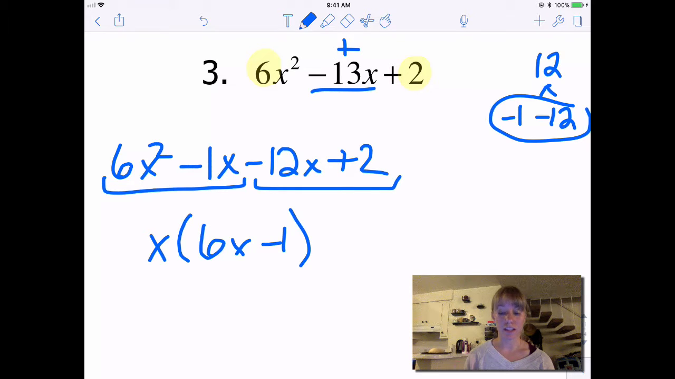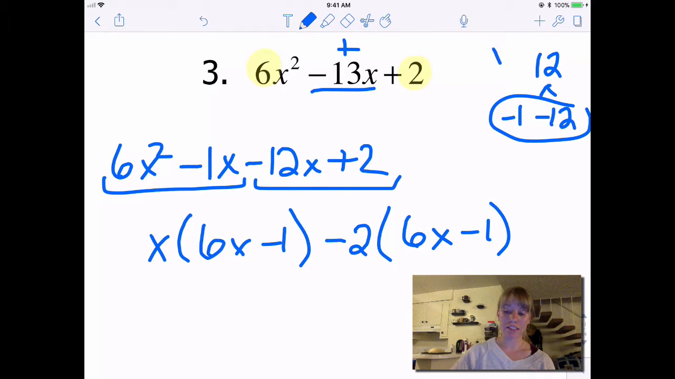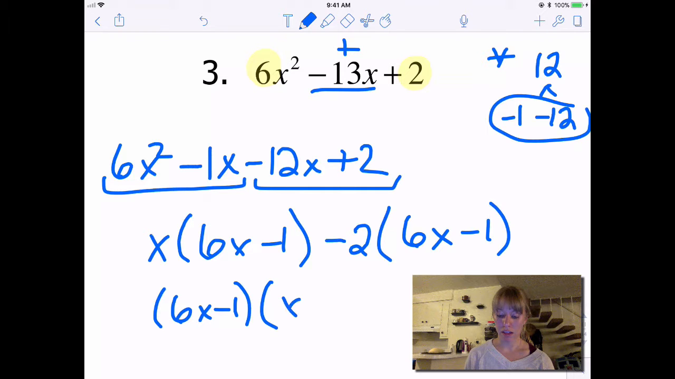My GCF in the second two terms, I need to keep that sign in the middle, the negative. Then I can take a 2 out, and I still get 6x minus 1. Remember that in factoring by grouping, that should always happen. In this case, if factoring by grouping doesn't work, either we did AC wrong, or it can't be factored. That's possible. So now 6x minus 1 and x minus 2 are my two factors.